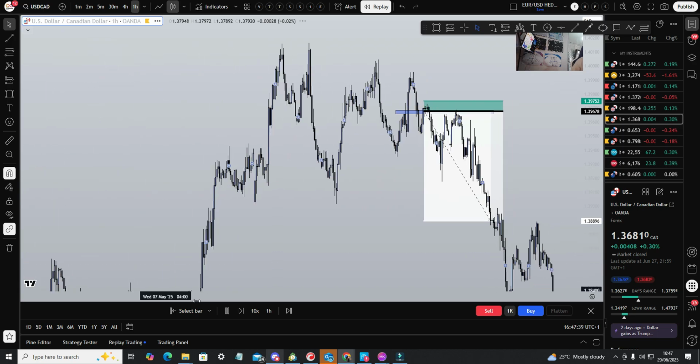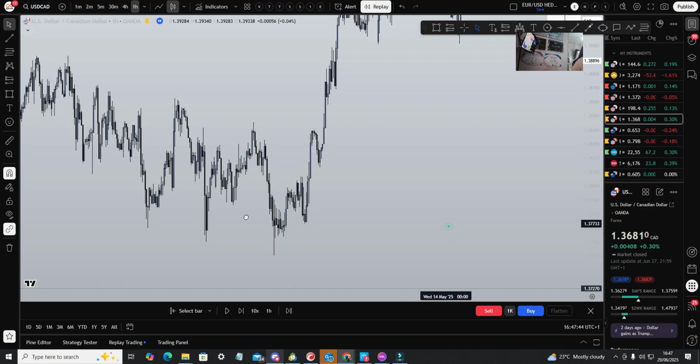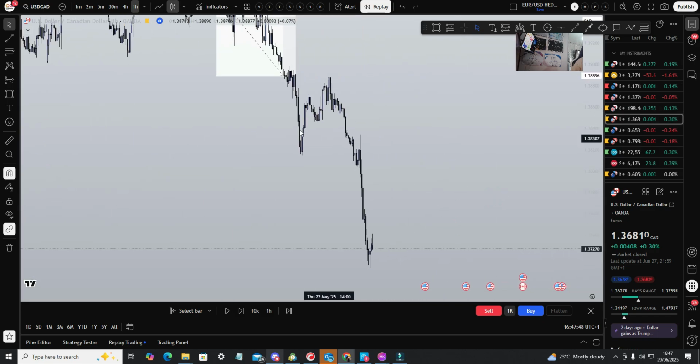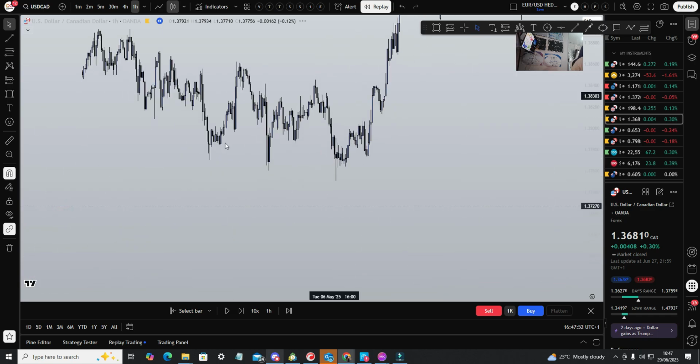This will definitely require a lot of practice, but I'm just giving you a method, a system. So far, how many head and shoulders have we gotten wrong? Maybe 1 or 2. How many have we gotten right? 1 or 2 as well. But look at the risk to reward. Look at the difference, right?